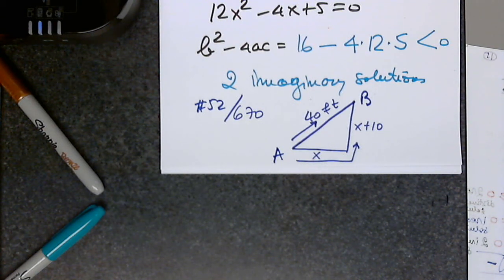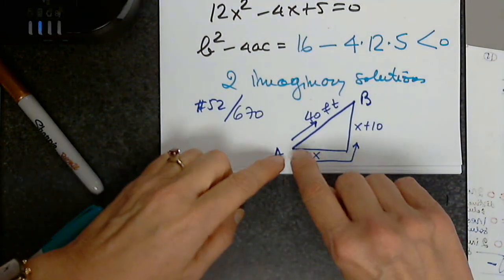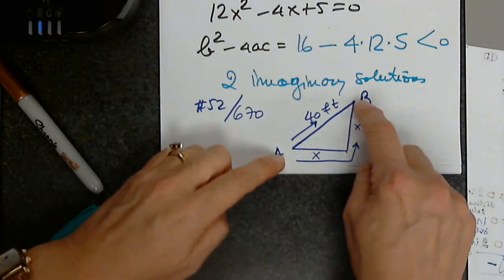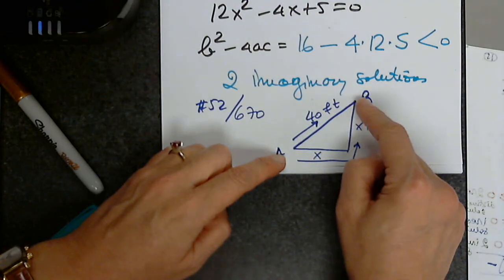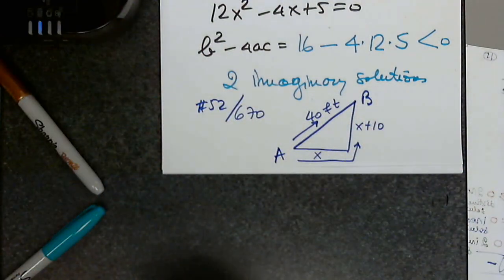So in other words, in order to compare, I know that this is 40, but I don't know how much this is. Once I find this distance, then I will say, oh.